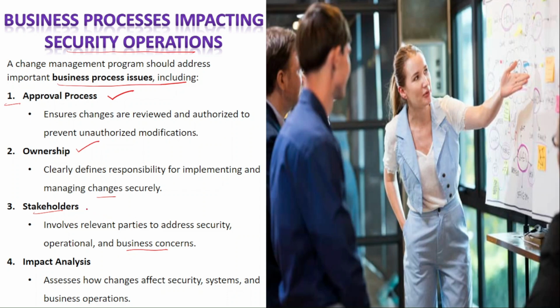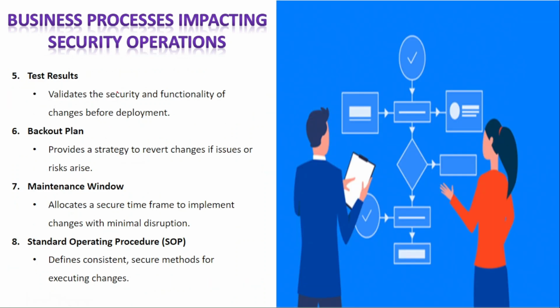What does this mean? It means that if you want to introduce some changes into the HR application, the HR personnel must be involved so that they are in the loop with respect to the security, their operational requirements, and the business concerns. The fourth one is impact analysis. Assess how changes affect security, systems, and business operations. As we studied, the change must be first tested so that the effect on the system, security, and business operation is evaluated.